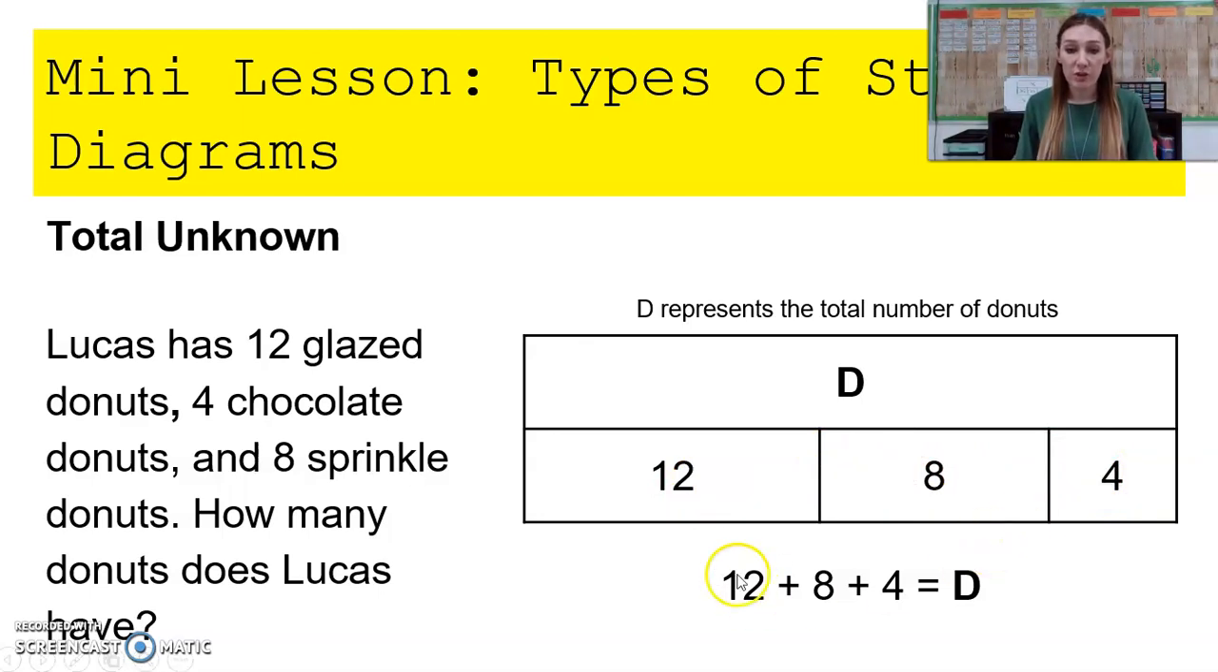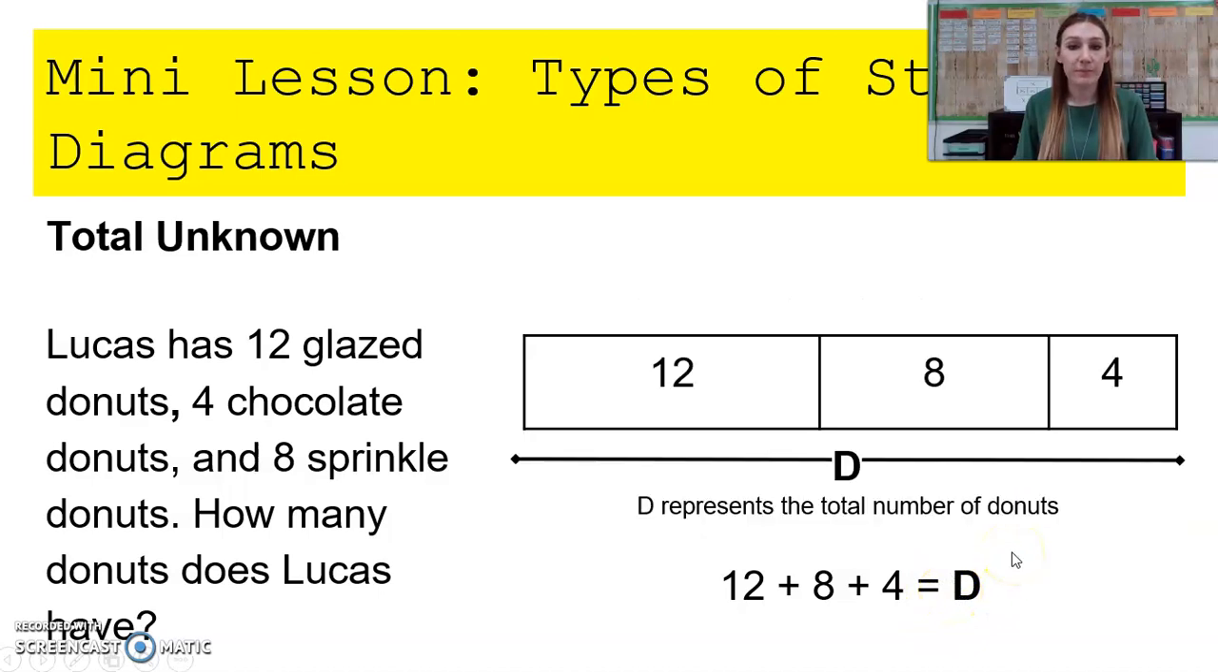So for our equation, because our parts are unequal, we know we're going to be adding and not multiplying. Our equation would be 12 plus 8 plus 4 equals D, the total number of donuts. So you may also see strip diagrams represented with a line instead of a bar. It represents the same value. It's just saying that this line holds the same value or is equivalent to this bar.